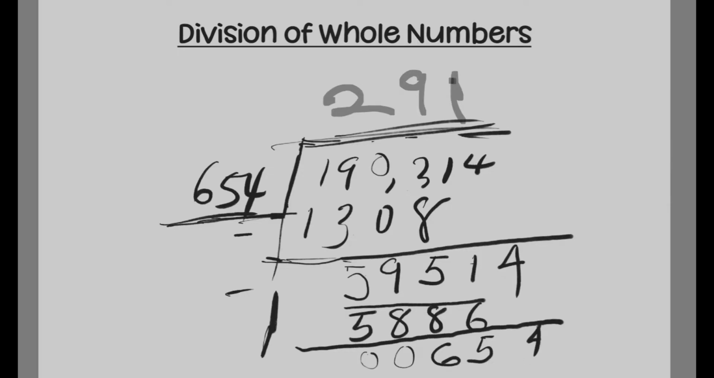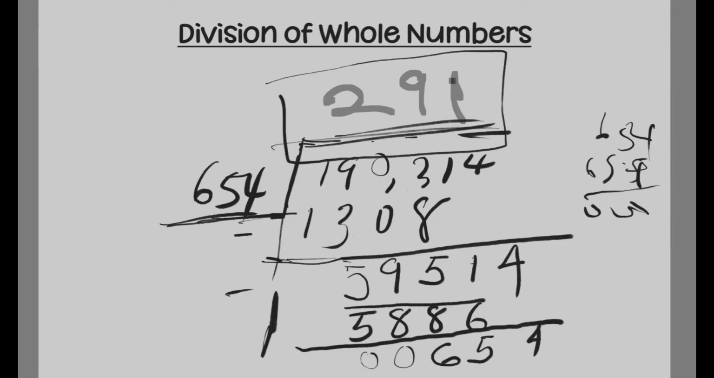So if we do that, now it's going to have 0 at the bottom right here. Okay, 654 minus 654 is 0. So our answer now is 291.